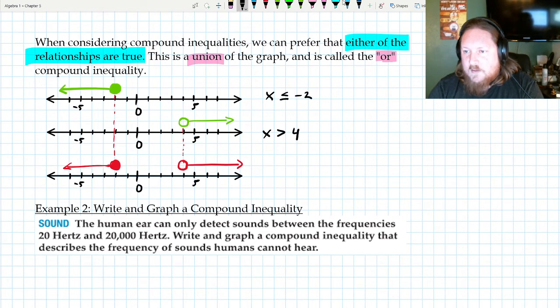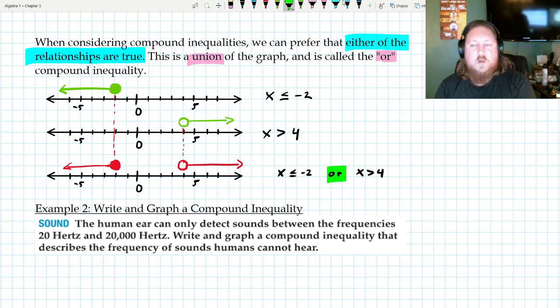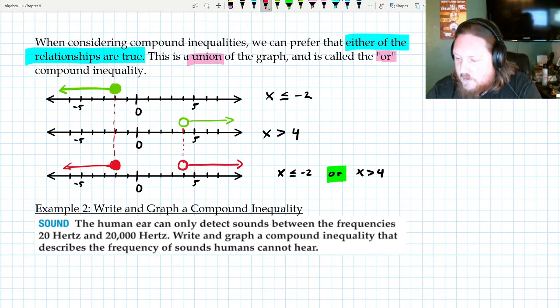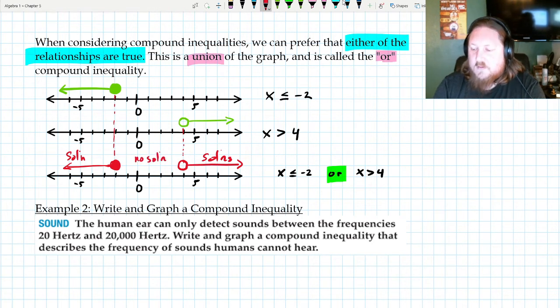The way we write this is pretty simply x is less than or equal to -2, or x is greater than 4. We actually use the word "or" pretty commonly here. For the other one, you could use "and" or write it in that compound way. It doesn't really matter. Here, we want to use the "or". The way this works is there are solutions on the left and solutions on the right, but in the middle, there are no solutions.